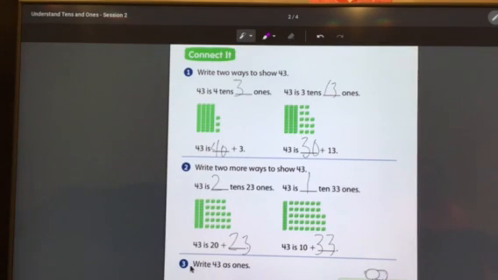Now, number 3 says, write 43 as ones. Are you going to have to go and draw all of that? No. We know that if we were to draw 43 as ones, that 43 equals 43 ones. Because if you drew 43 ones and then counted it, you would get to 43. So 43 equals 43 ones.